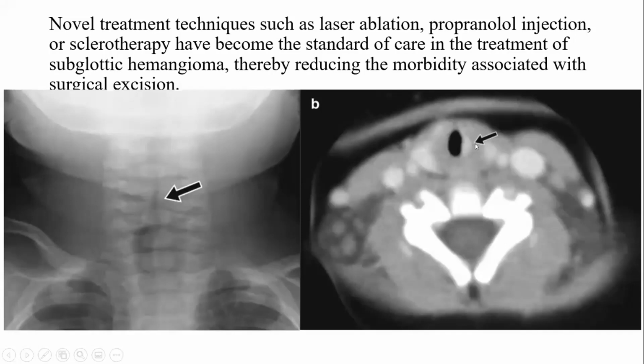Treatment used to be surgery, but because these lesions are vascular, they are difficult surgeries. But these days it has changed. Now people give sclerotherapy, beta blockers, and various other things, and even laser treatment for hemangiomas.